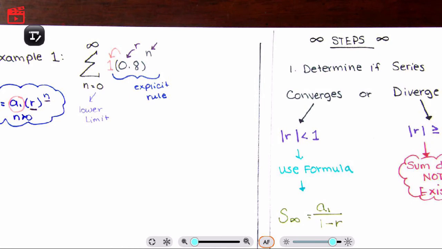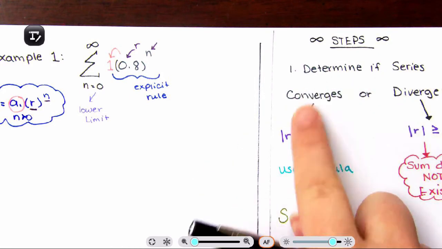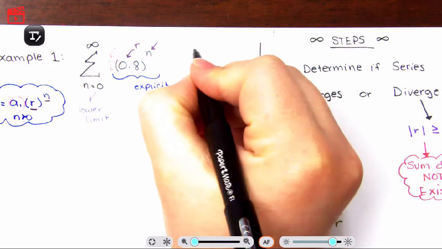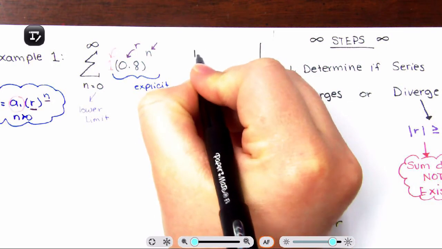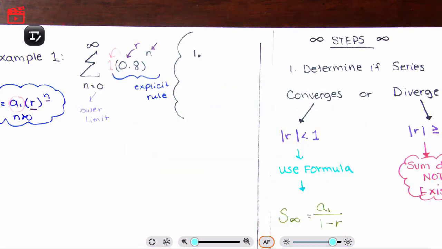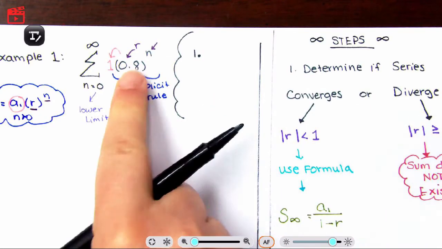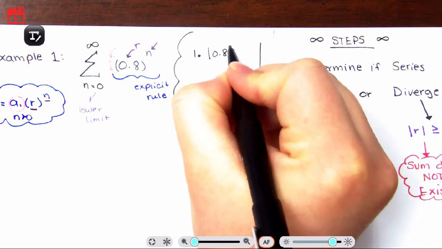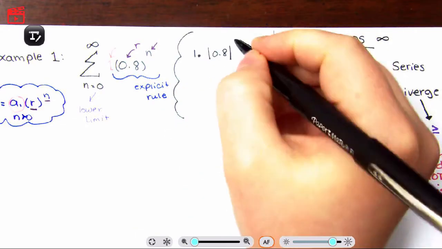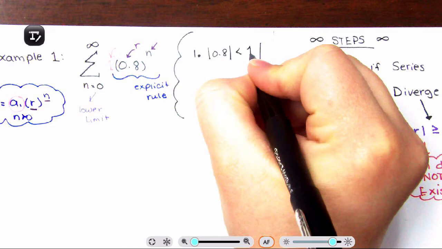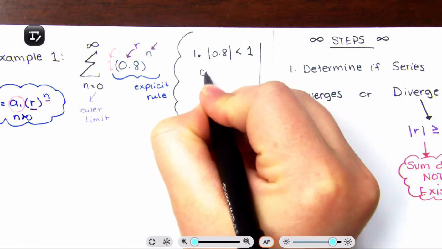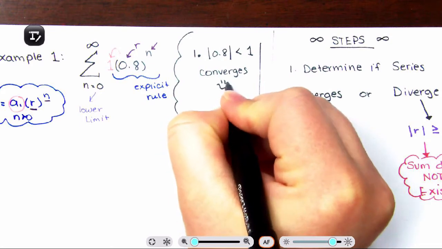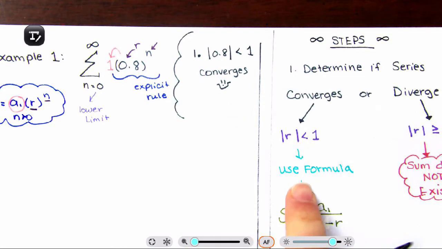Now, before we continue, we need to determine if the series converges or diverges. That's always your first step. So step number 1, we want to see if it converges or diverges. Our R value is 0.8, and the absolute value of 0.8 is in fact less than 1. So we know that it converges. We are happy about that, and we're going to use the formula.